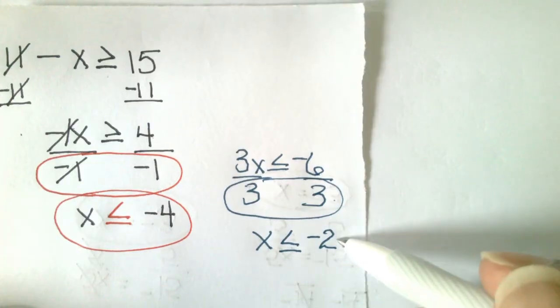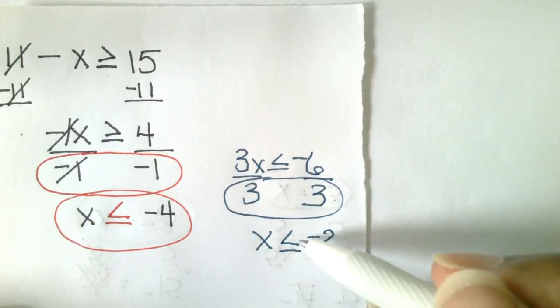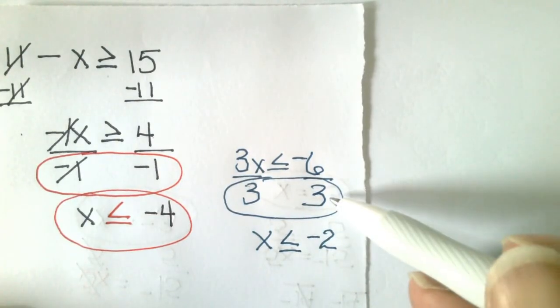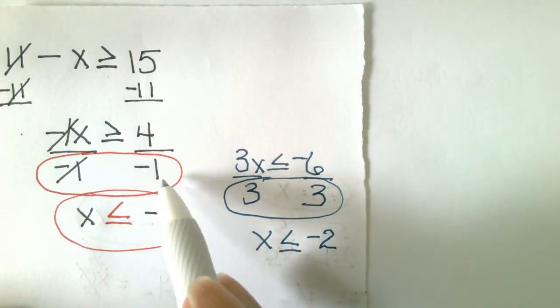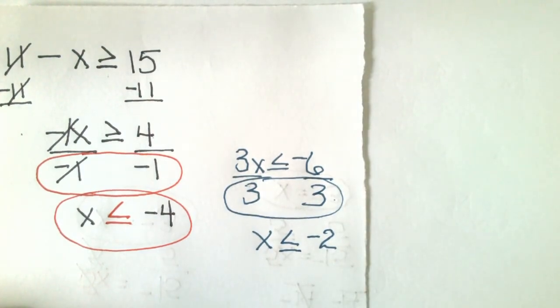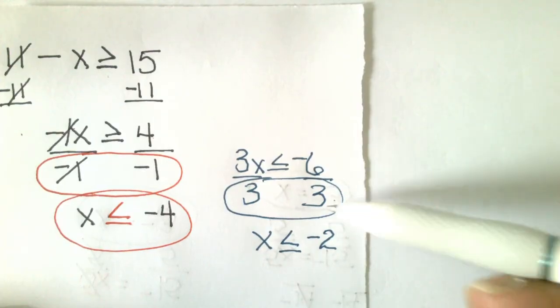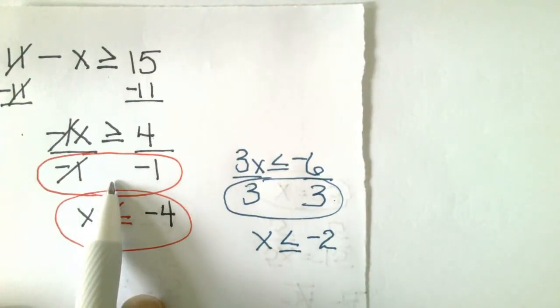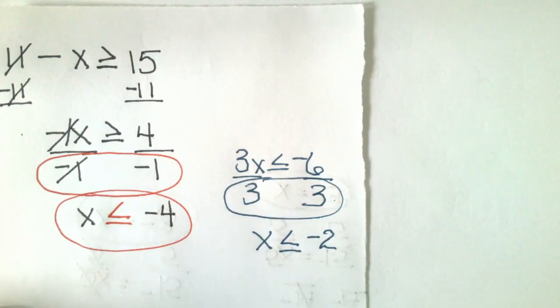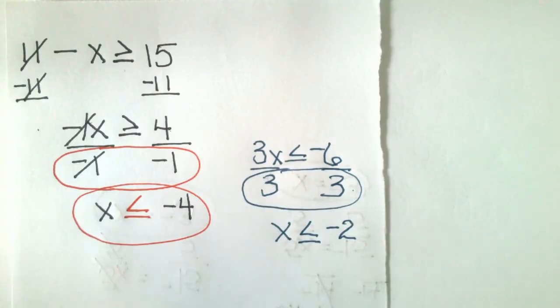Just because we got a negative result doesn't mean that you're going to change the inequality. Okay? So you only change it when you multiply or divide by a negative number. So if you're dividing by a positive number, it does not change direction. It only changes when you're dividing by a negative number. Okay? Awesome. All right?